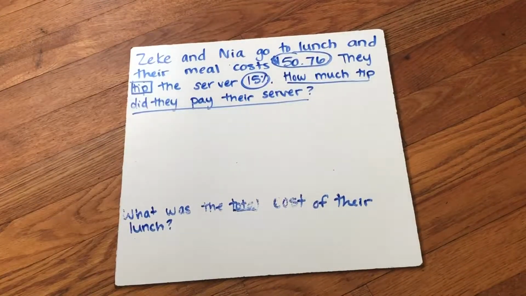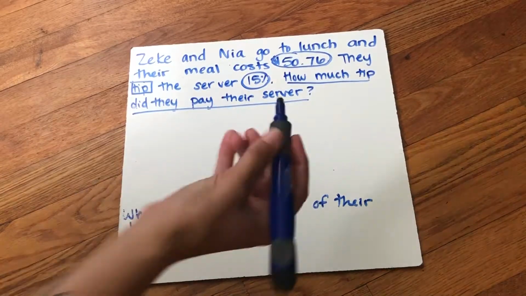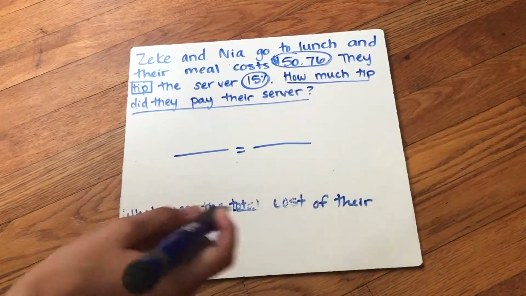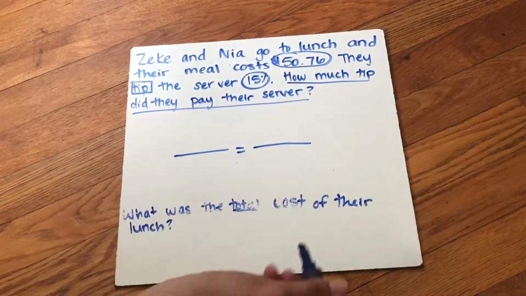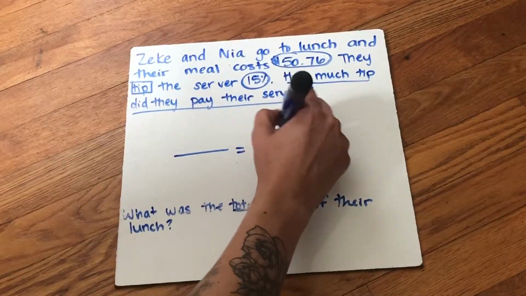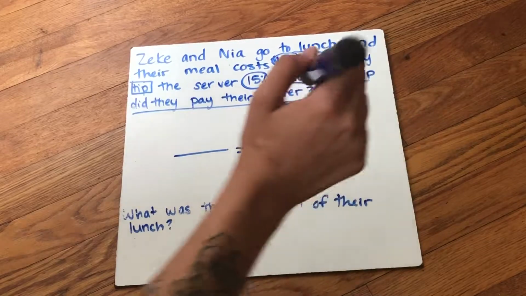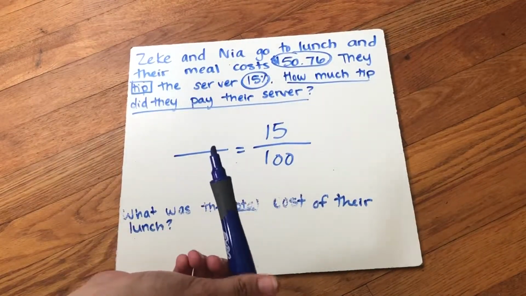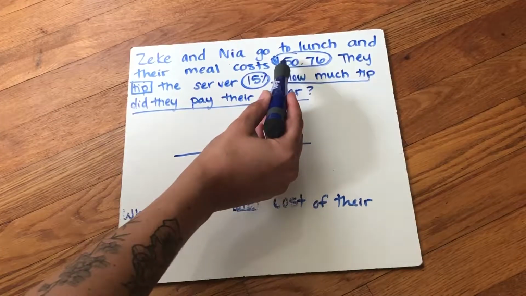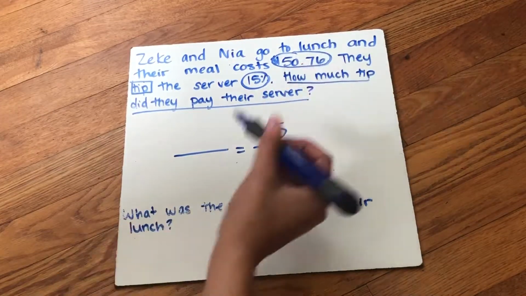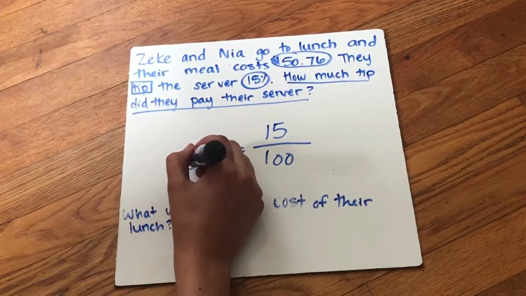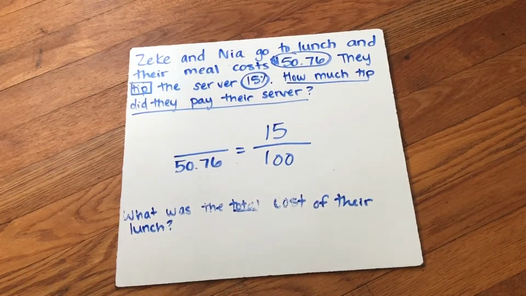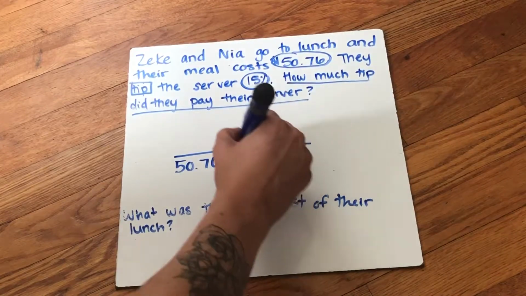All right, so I'm still working with proportional relationships, so I'm going to set up my skeleton. I see a percentage, so I'm going to go ahead and put my percent over 100 because percent always goes over 100. And I'm trying to find how much they tipped, and their total bill was $50.76. So I know that's my whole, $50.76. All right, now I can cross multiply and divide. I can do my fish.